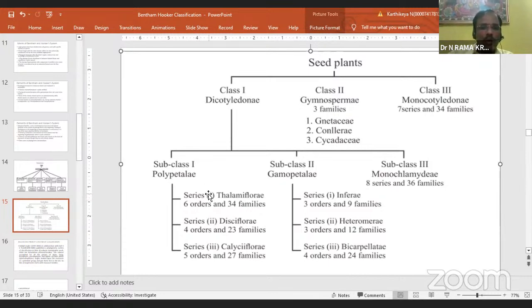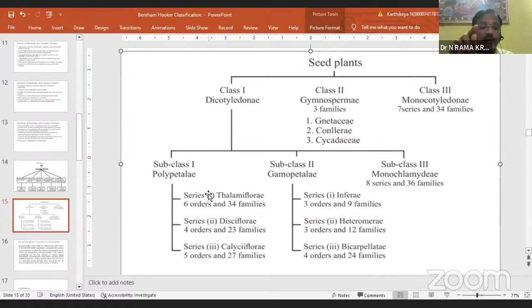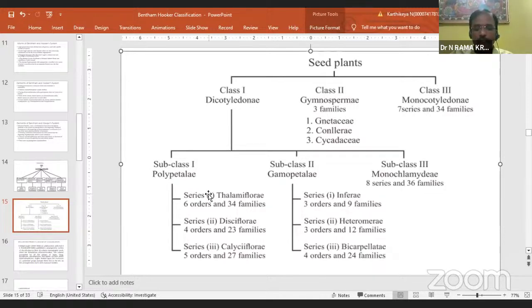Series. Then after series, what will be the next step? Order will also come there. Now you see here, orders are there, for example, 6 orders. First, for example, the Annonaceae family. Here I am showing Annona squamosa.